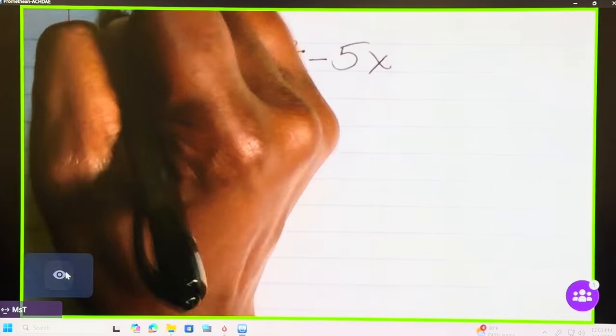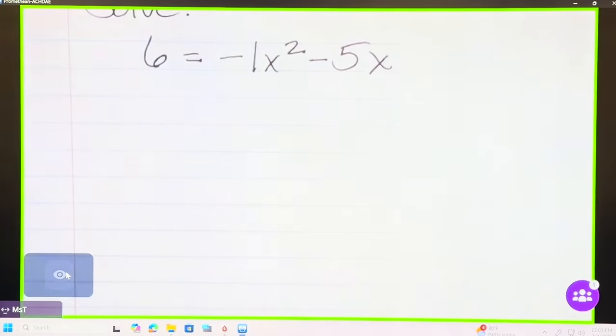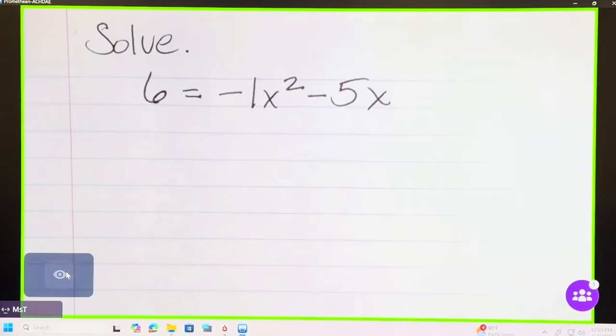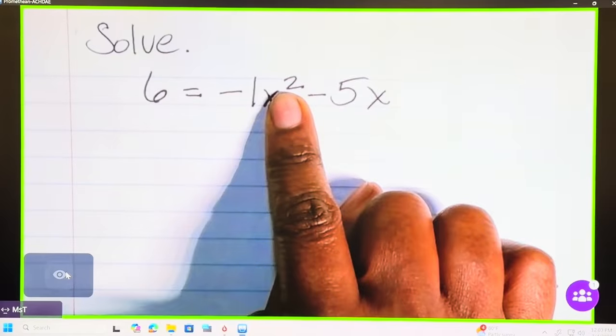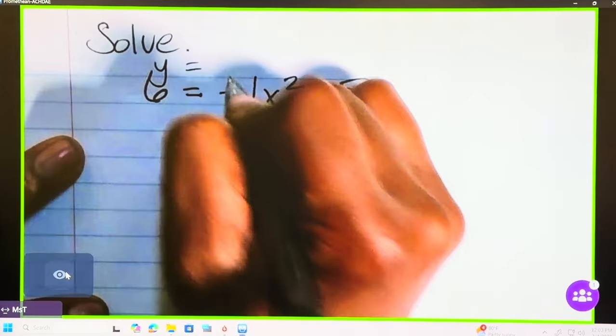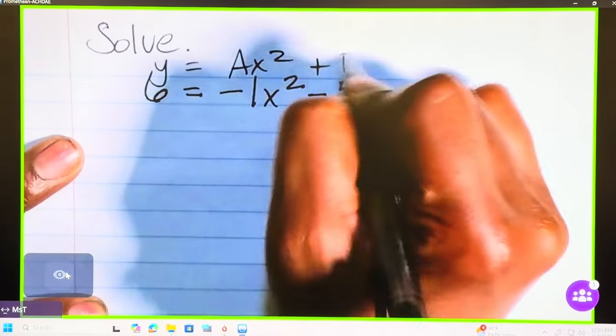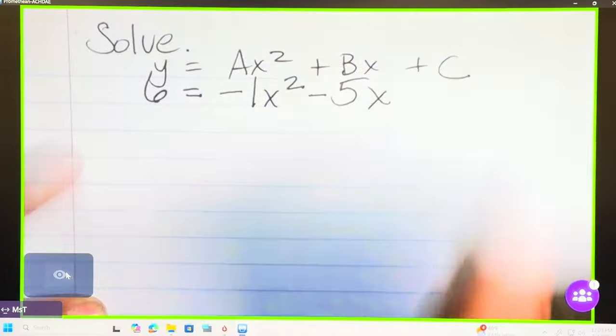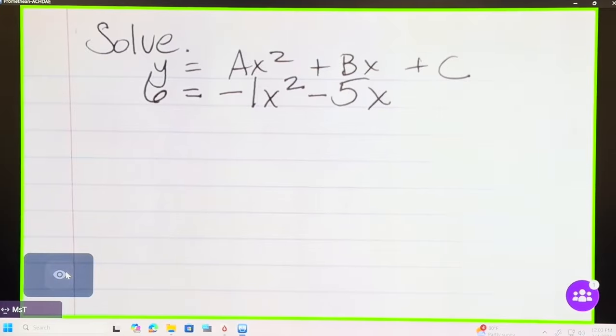If they are asking me to solve a quadratic function, and I know this is quadratic because I got an exponent of 2, it doesn't matter if I decide to use the quadratic formula or factoring. For both those methods, I need to have this in standard form. Standard form is y equals ax squared plus bx plus c, and right now, it is not in standard form.